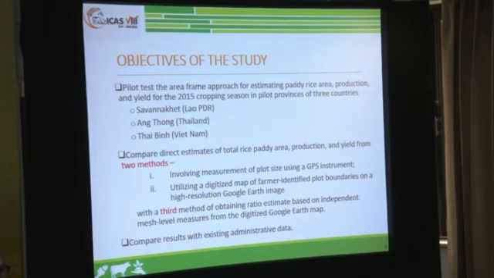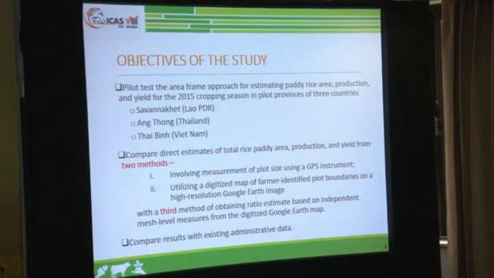So this study aims to pilot test the area frame approach for estimating paddy rice area, production, and yield for the 2015 cropping season in pilot provinces of 3 countries: Savannakhet in Laos PDR, Ang Thong in Thailand, and Thai Binh, Vietnam. We also conducted this study in Nueva Ecija in the Philippines, but unfortunately, we had a strong typhoon in October. During the harvest season, it was impossible for us to do crop cutting. So for this study, we only considered the 3 pilot areas.